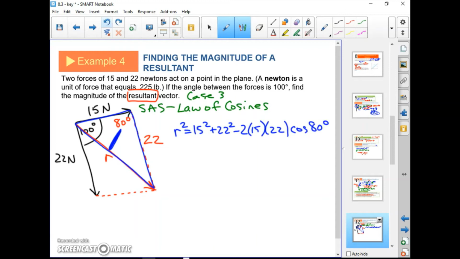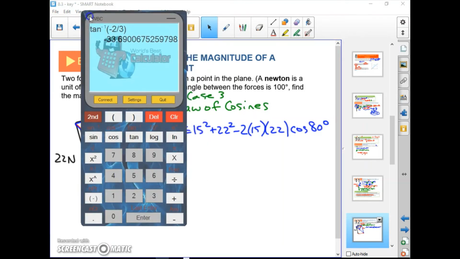The most common mistake that people make is they don't find that 80 and they just plug 100 in right there. That's not going to cut it. If you think about what that would find, if you use the 100, it would end up finding this side, and that's not going to be the same thing as the resultant force. If I'm thinking about my dog walker problem, that would be the distance between the two dogs' heads, I guess. And that's not what I'm finding. I'm trying to find the resultant force.